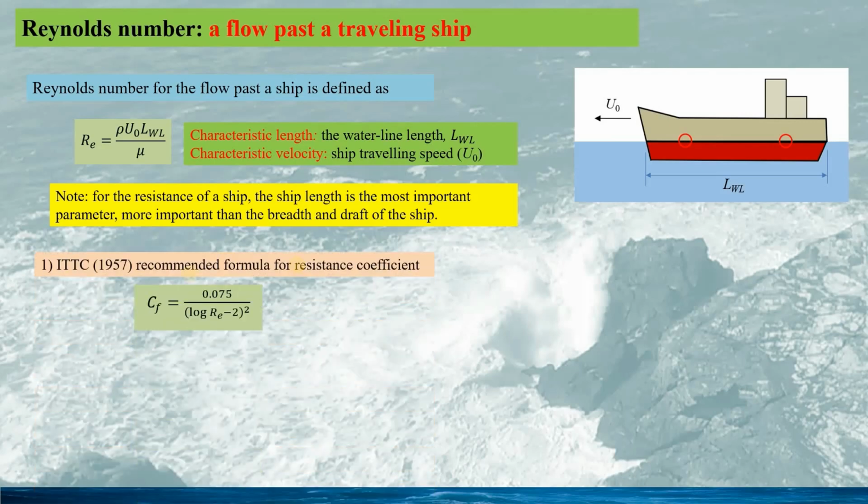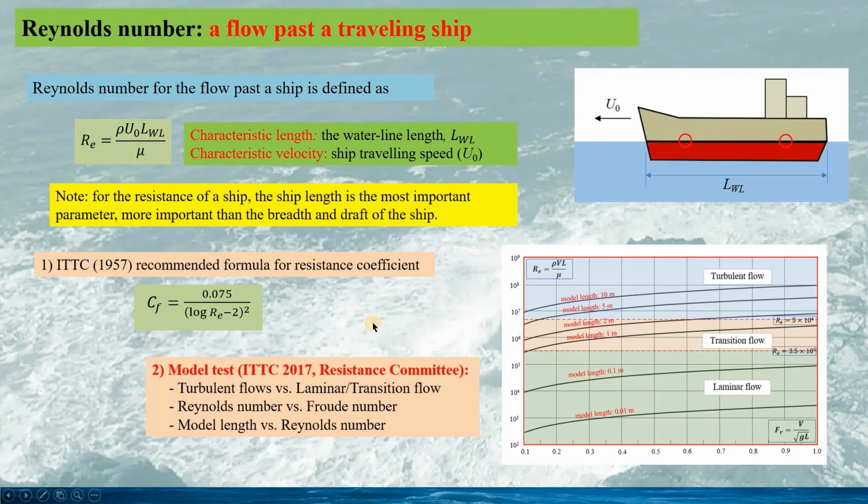The Reynolds number is especially important in studying the fluid resistance. For instance, ITTC, the International Towing Tank Conference, recommended a formula for the ship resistance coefficient CF in 1957. It was based on the Reynolds number, given in this formula. Another example is again from the ITTC recommendation in 2017.